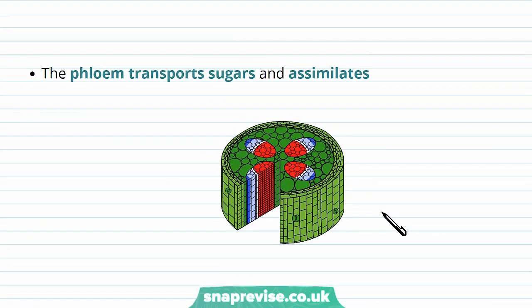So as we just said, the phloem is what transports the sugars that are made by the plant and the assimilates as well, so other things like hormones, proteins, and circulating carbohydrates.